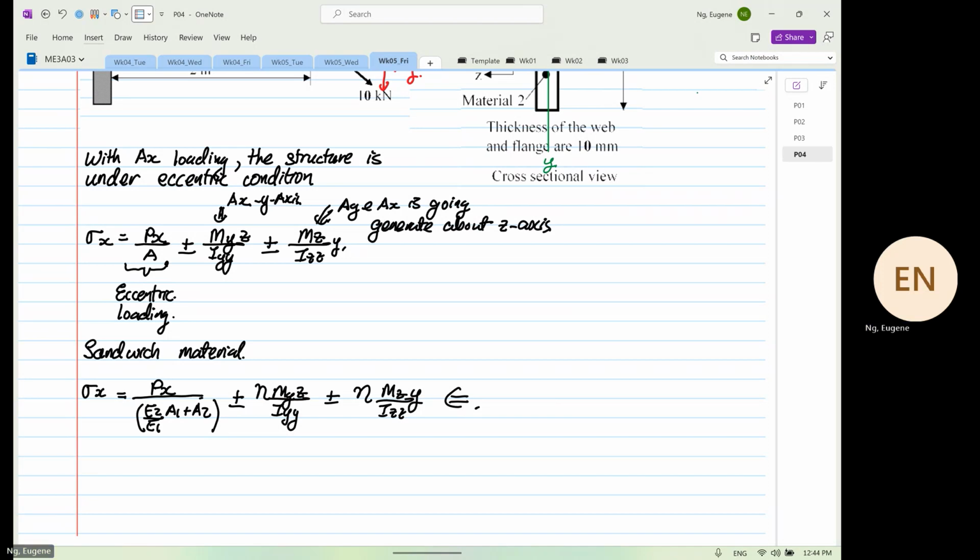Are we clear? You've seen the equation at the top before, yes or no? Px over A plus MY over IYY multiplied by Z, plus MZ over IZZ multiplied by Y. Yes, seen it before. The one below is just for sandwich material. Okay. I will provide you the first term in your formula sheet. I want you to remember a lot. Fine.